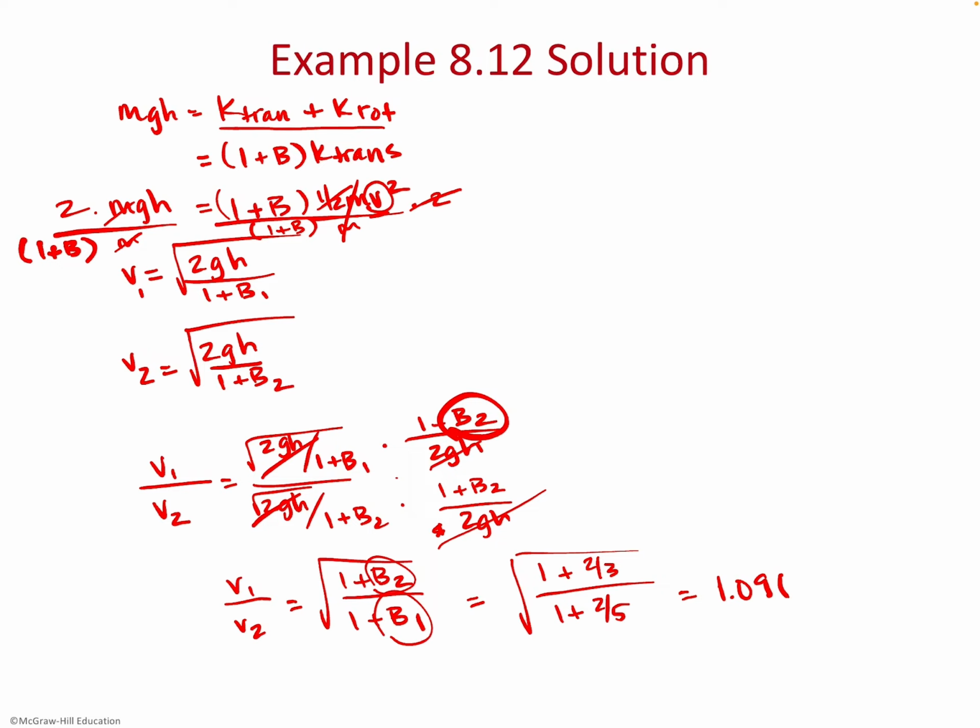So there were no numbers, but you could break it all down to where you're just working with that beta number. And it just shows you that it's 1.091 times faster than the hollow one. Okay, so that was example 8.12.